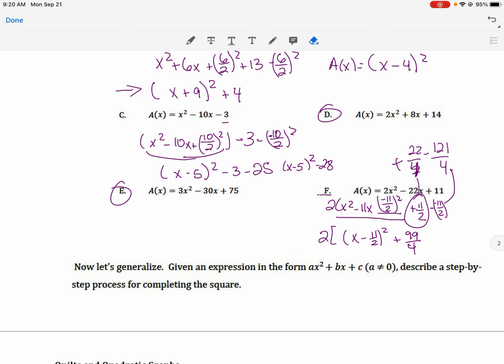My bad, that's a minus sign again. Keep getting my signs messed up, guys. Okay, remember we have to distribute the 2 through. 2 times x minus 11 halves squared. And then minus, when I multiply 2 by that quantity of 99 over 4, it simplifies into 99 over 2. And there is that. Okay.